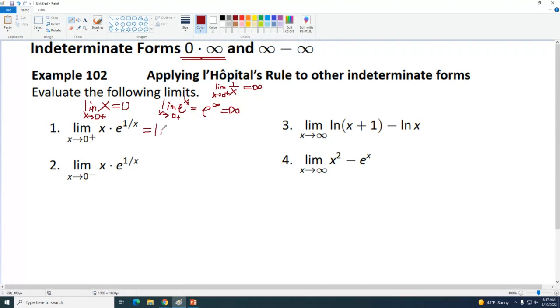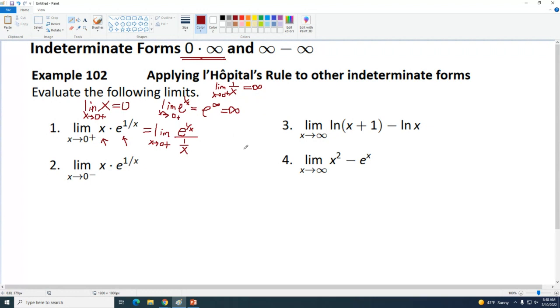So it's going to be the limit of e to the 1 over x. This is a complex one. I tend to change the easy one, the less complex one. There are 2 factors, this factor and this factor. The x factor is simpler, so I'm going to convert that one to reciprocal. So 1 over x, and then x goes to 0 from the positive side.